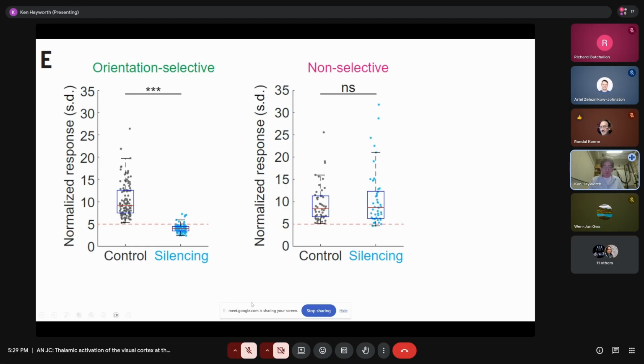But so what's important about this? One of the things that's important about this is that now they have a way to distinguish what's from the thalamus, what's from the lateral geniculate nucleus, and what's from the cortex, which is going to come in useful later on in the paper.